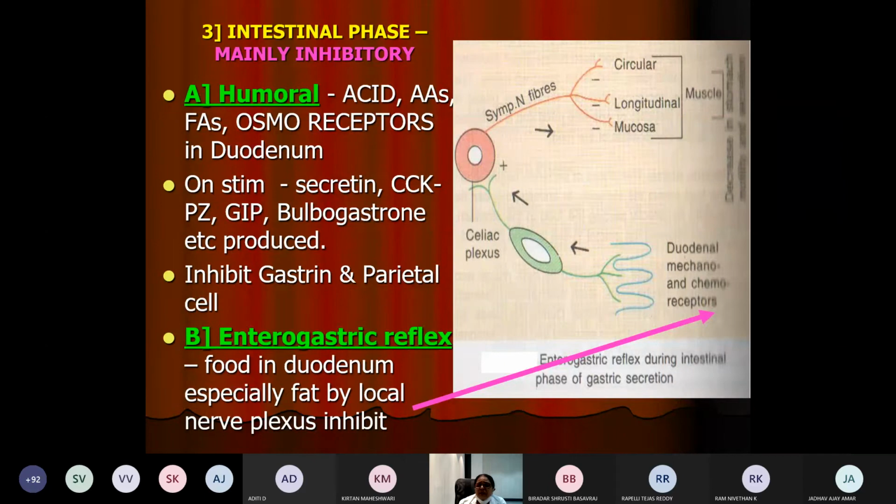Intestinal phase is mainly inhibition. You can see the diagram. Humoral: acid, amino acids, fatty acids, osmoreceptors in the duodenum. On stimulation, there will be secretion of secretin, CCK-PZ, GIP, bulbogastrone, etc. These inhibit gastrin and parietal cells. Then enterogastric reflex: food in the duodenum, especially fat, inhibits through local nerve reflexes.